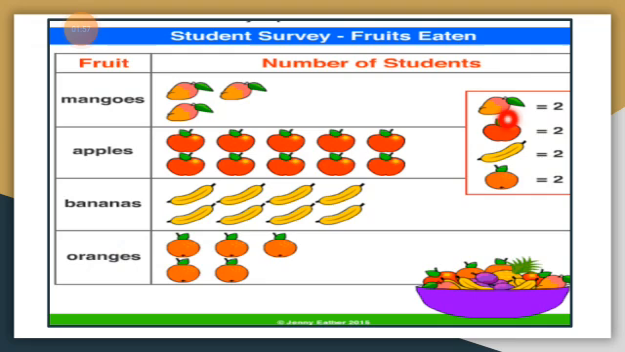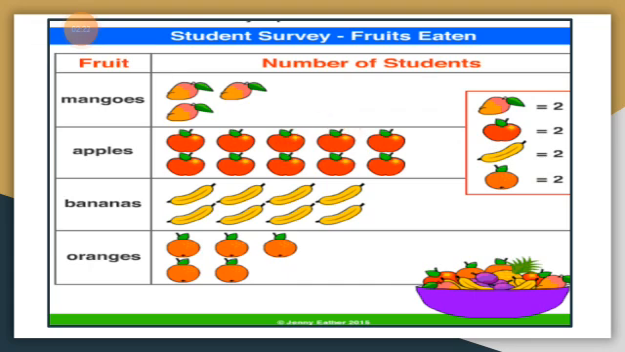Now, one mango equals 2 students. This is a key. One apple equals 2 students. One banana equals 2 students. One orange equals 2 students. We make this key. Now we use this key and we will make the pictogram graph. Remember, in a pictogram graph we always use pictures.